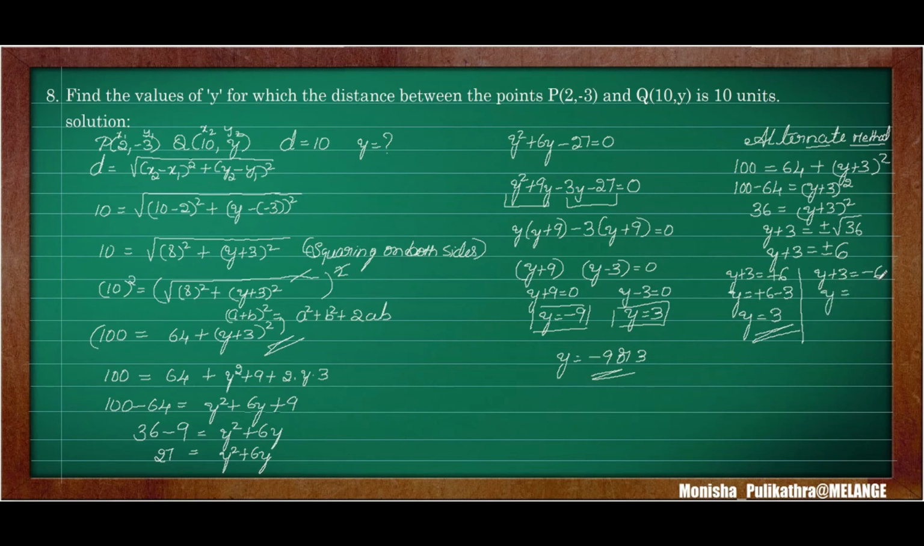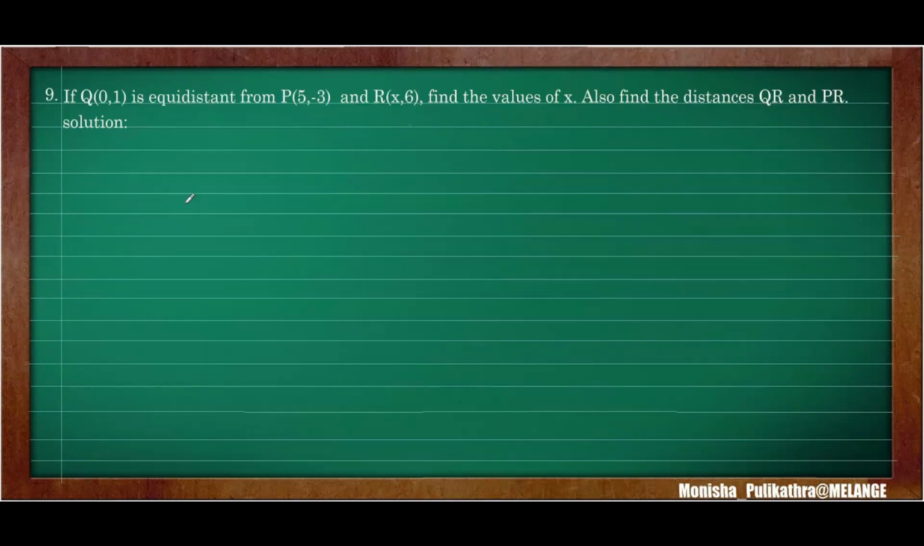Next, y plus 3 is equal to minus 6. If I shift plus 3 here, it will become minus 3. So y is equal to minus 6 minus 3, which is minus 9. So instead of doing this whole calculation, you can simplify it without expanding this. You can do it in this method or in the alternate method. Both are the same. I hope you understood this problem.